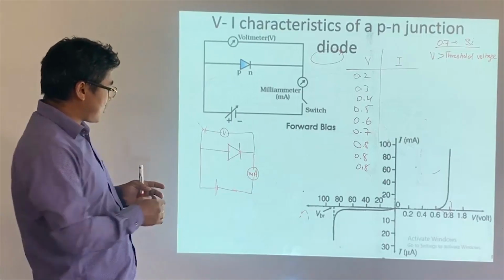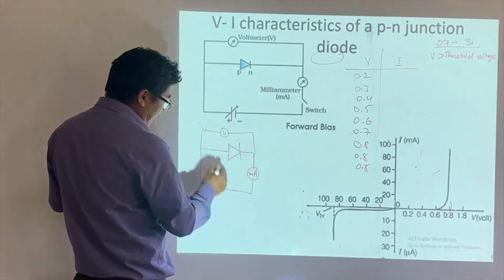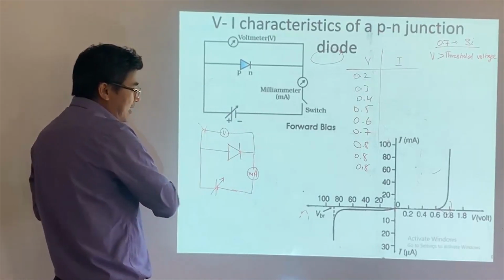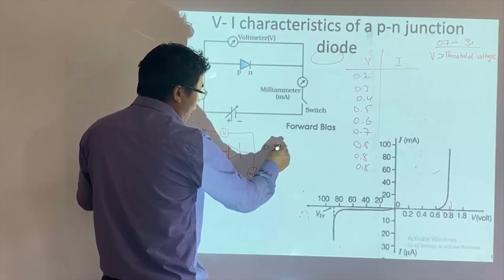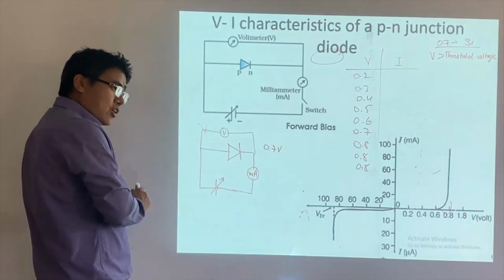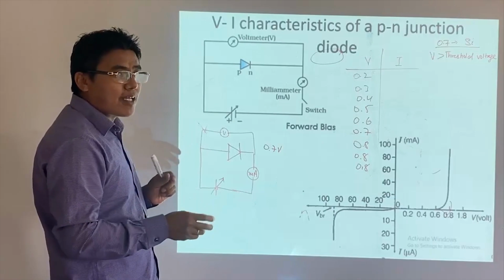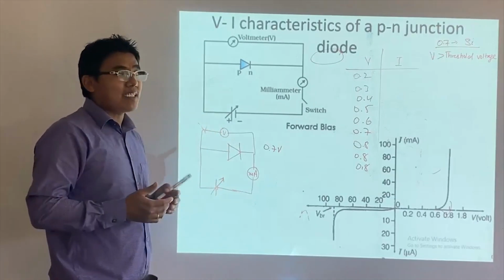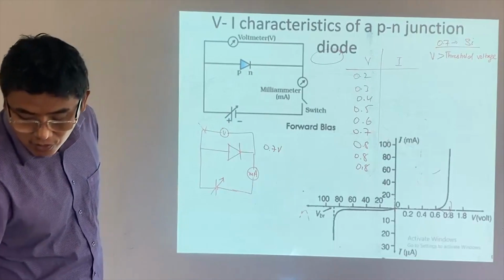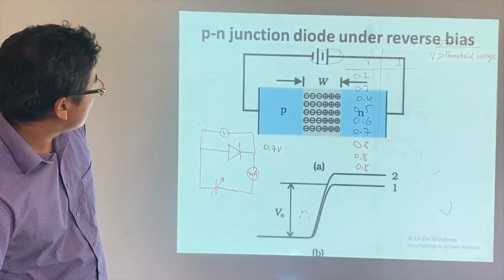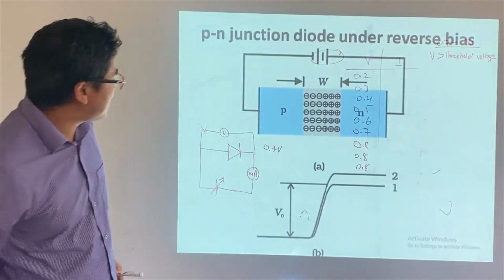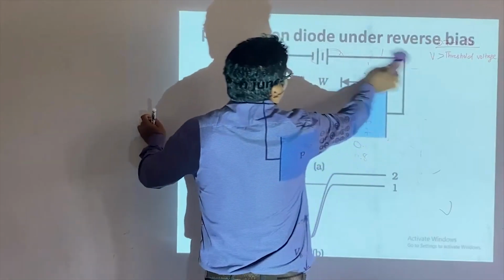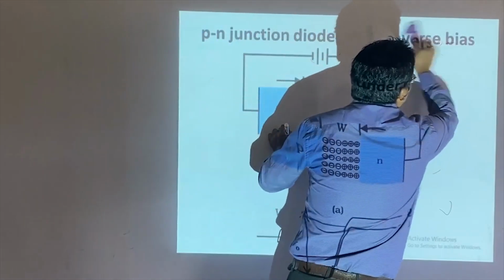I'm going to apply a variable voltage here, and you just go on increasing the voltage until 0.7 volt. Once you reach 0.7 volts, even if you try to increase the voltage, you don't see much increase in the voltage, but you see so much increase in the current. So this is what we call forward bias. Now let's talk about reverse bias. I told you we have two ways of applying voltage in case of a PN junction diode.